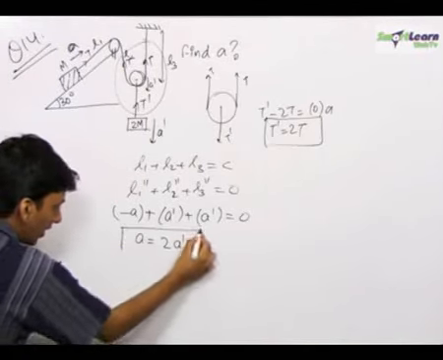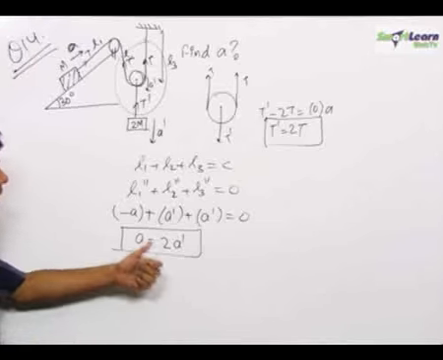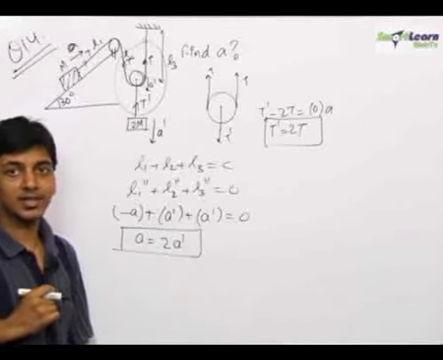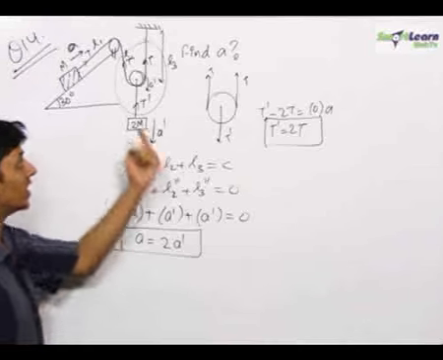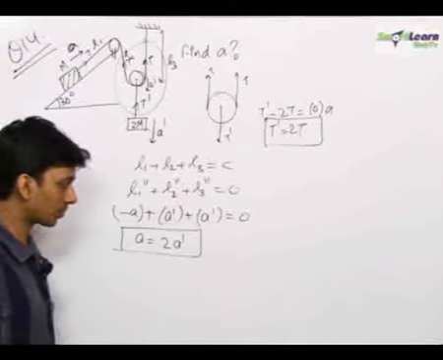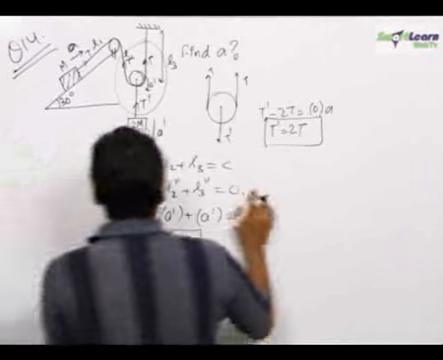This is another important result which we get. Now this method is known as string constraint, and the string constraint is always used to find out the relation between the accelerations of the various blocks. Therefore A is equal to 2A dash.